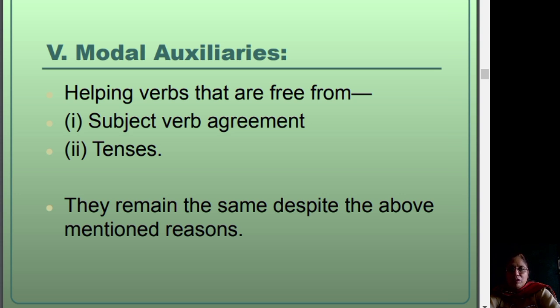Modal auxiliary verbs. Modals are different from other types of verbs. They are also helping verbs, but they are free from subject-verb agreement, which means they do not change their form whether the subject is singular or plural. And they are also free from tenses. They remain the same despite the above mentioned reasons.